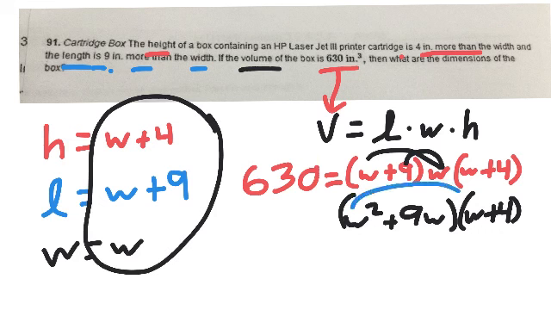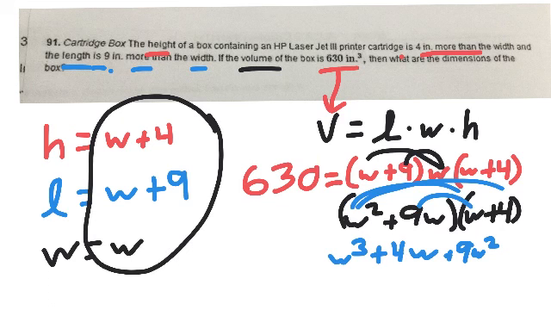W squared times W is W cubed. W squared times 4 is 4W. 9W times W is 9W squared. Oh, I messed this up, didn't I? That should be 4W squared.